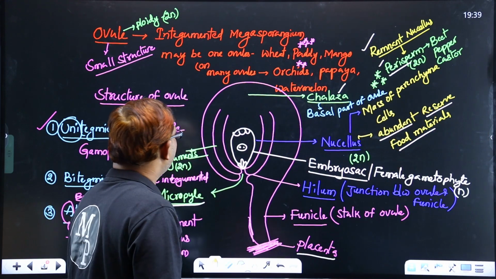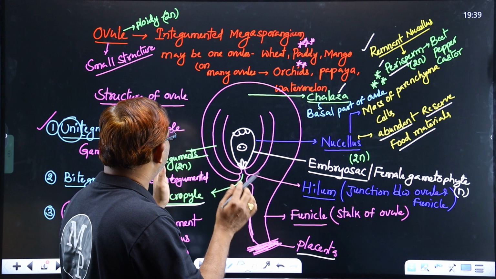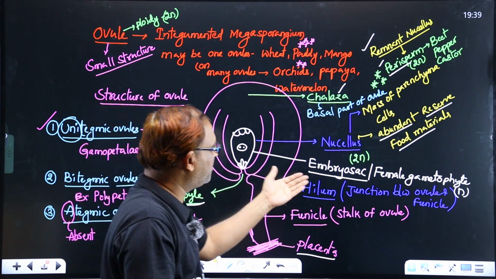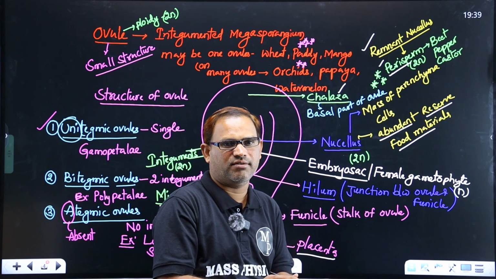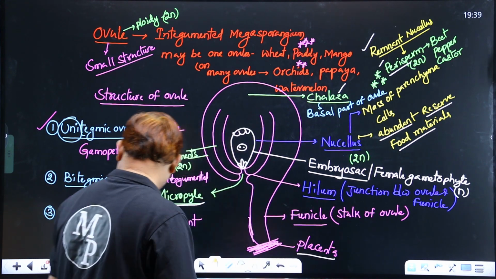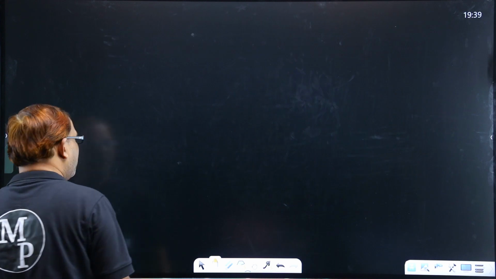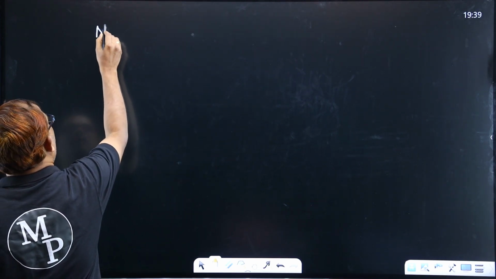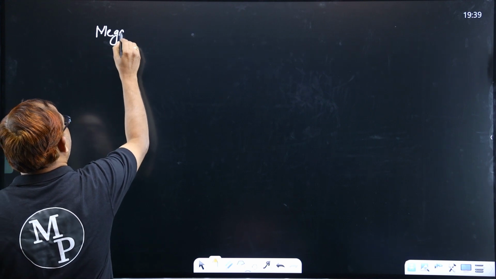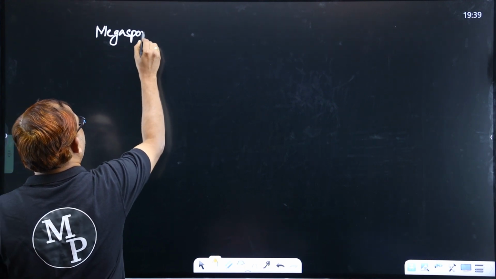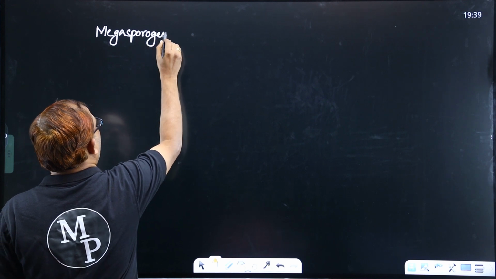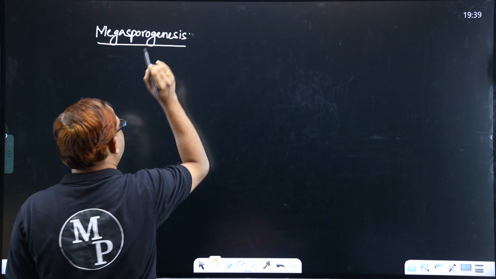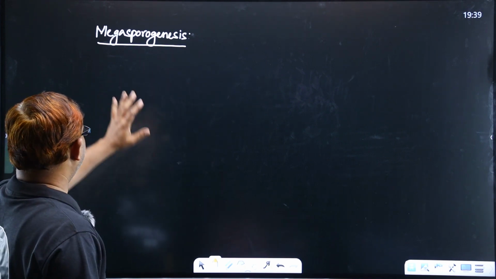Now let us move on to megasporogenesis. How the embryo sac and female gametophyte are formed, we will see a little later. Before that, what is megasporogenesis? Megasporogenesis. What is the meaning?